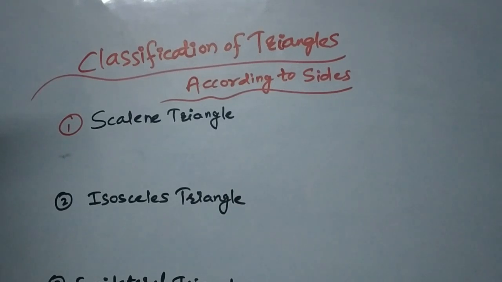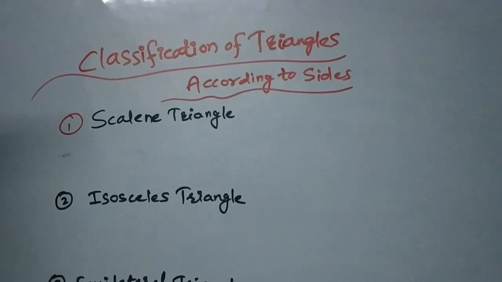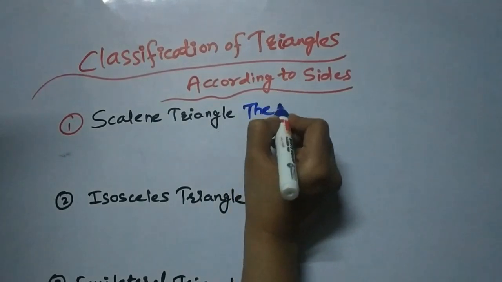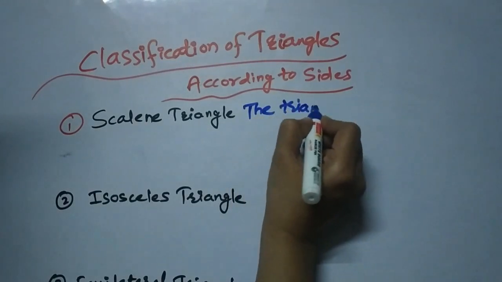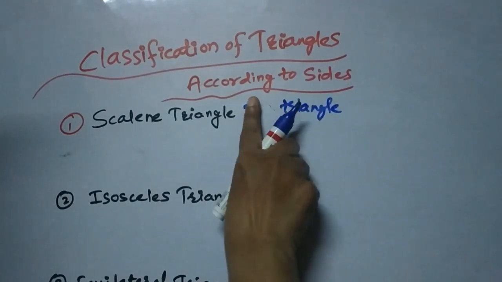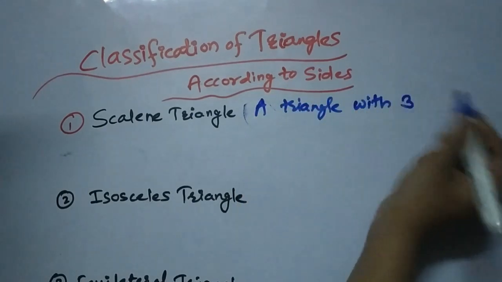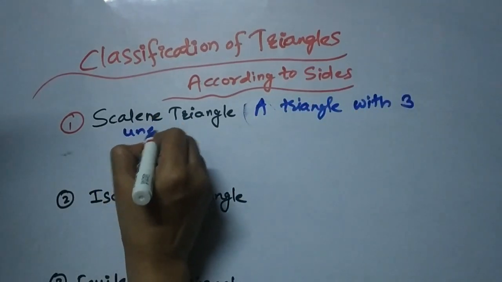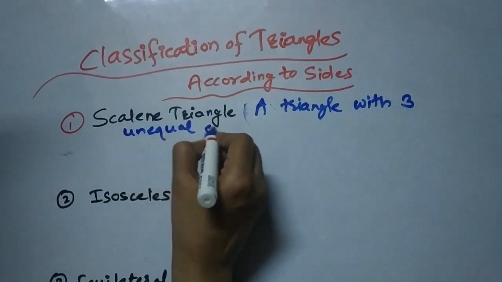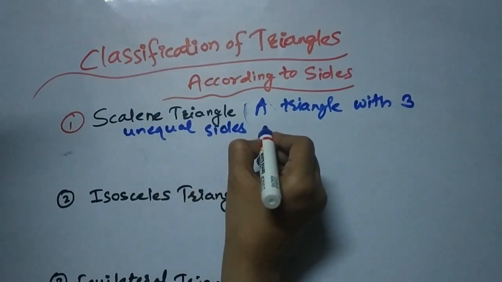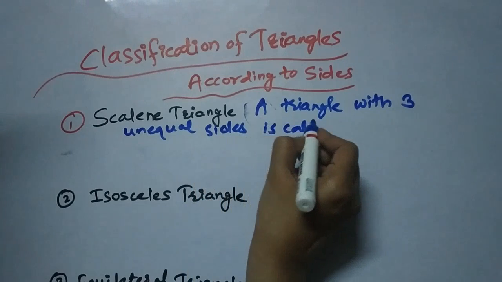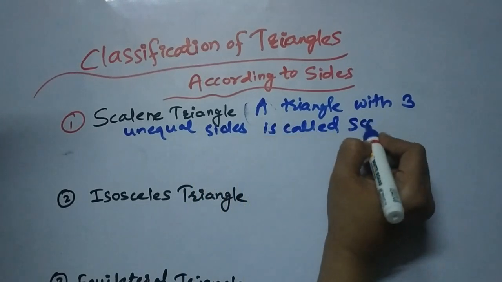So we can write down here the definition: a triangle with three unequal sides. Unequal means they are not equal in length. Is called what? Scalene triangle.